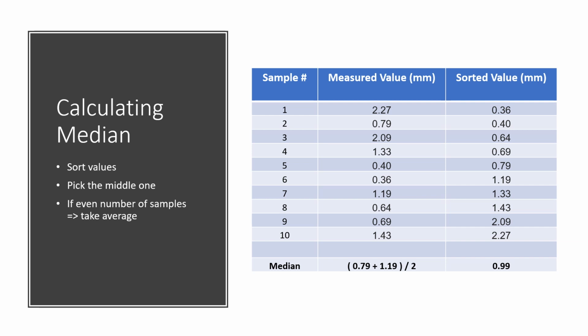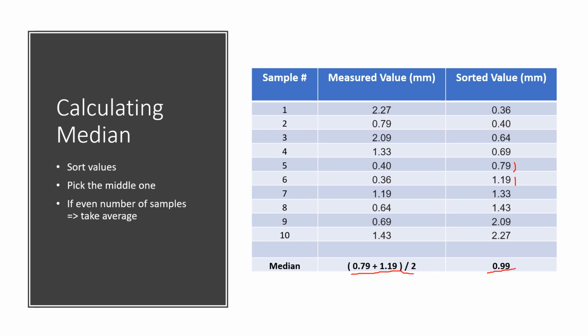Then what you do is, in this case, because it's an even number, there are 10 values, there's no middle one. The middle value you're looking for is the average between the 0.79 and the 1.19. So we're going to do that calculation here. 0.79 plus 1.19 divided by 2, we end up with a median value of 0.99.